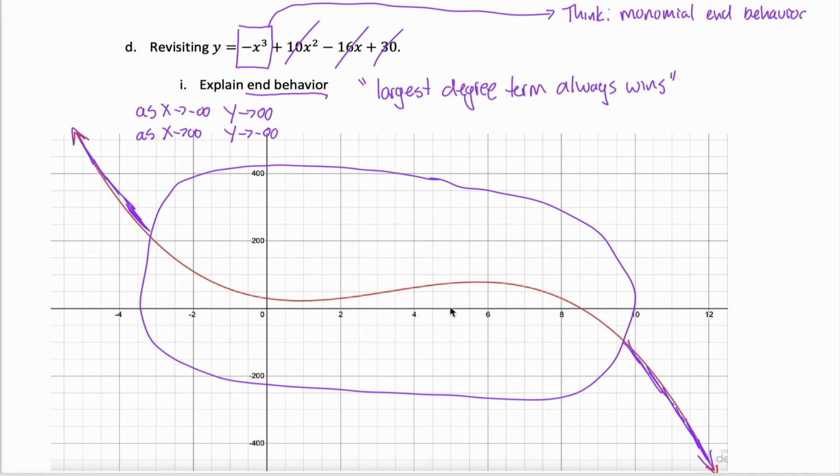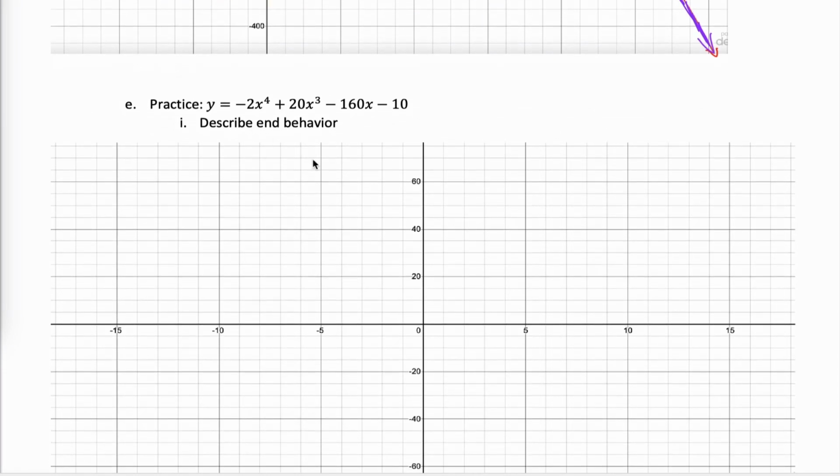That's it. To see if that made sense, let me show you one more example, and if you can follow this, you're good on everything from this section. Consider the graph of negative 2x to the fourth plus 20x cubed minus 160x minus 10. We're not going to try to graph this thing, at least not yet. All I want to do is describe the end behavior.